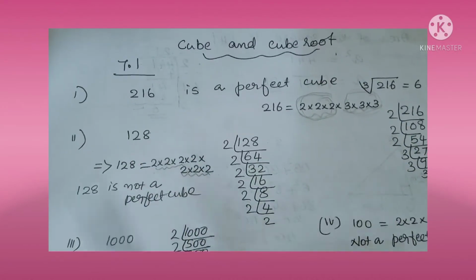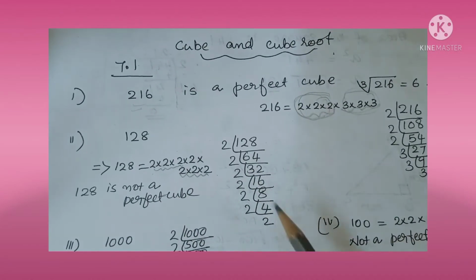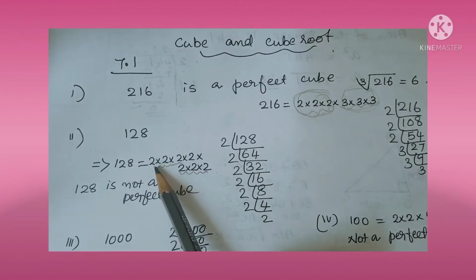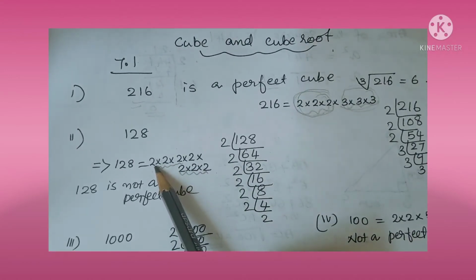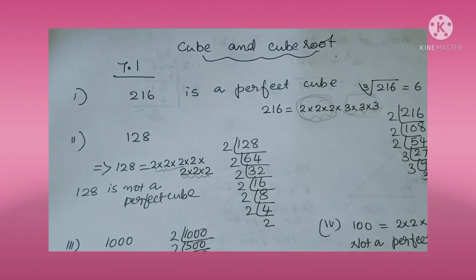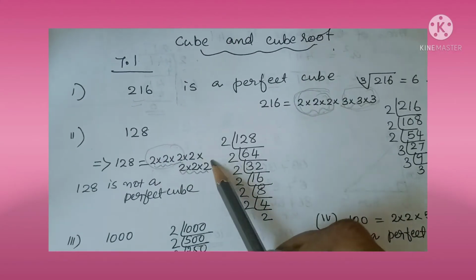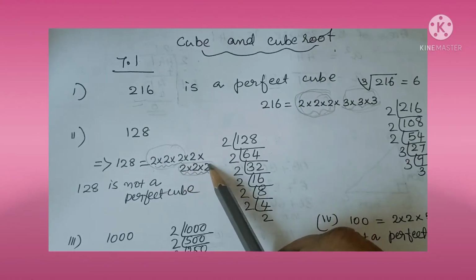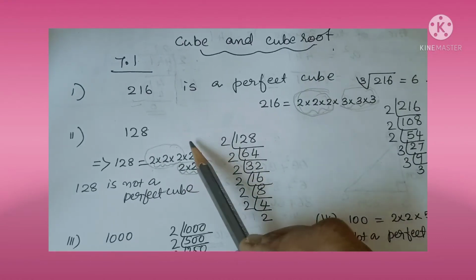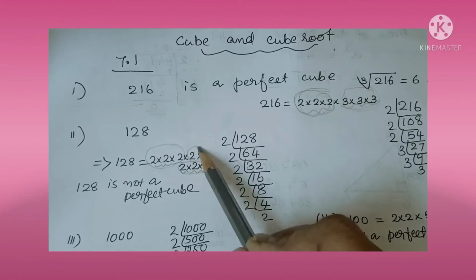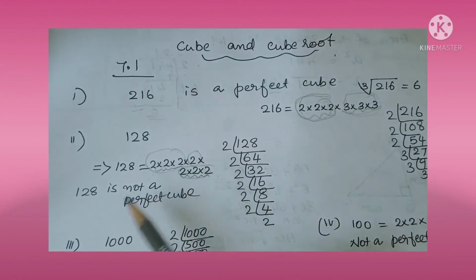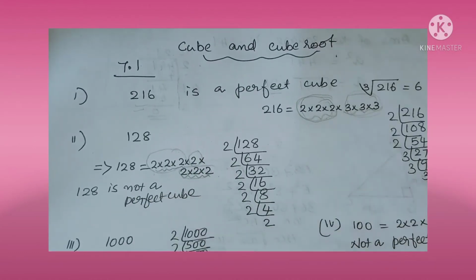Another one, 128. After factorizing this, we can see that 2 appears how many times? 7 times. From this we can take 2 sets containing 3 2's each, but 1 2 is remaining. That means 128 is not a perfect cube.